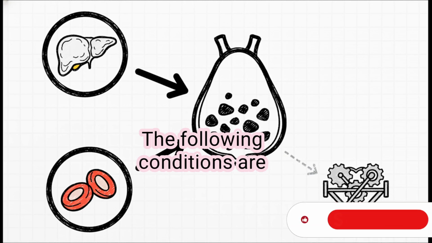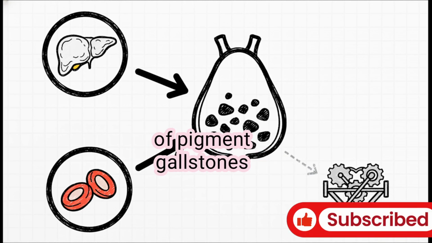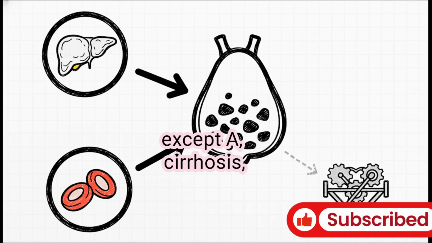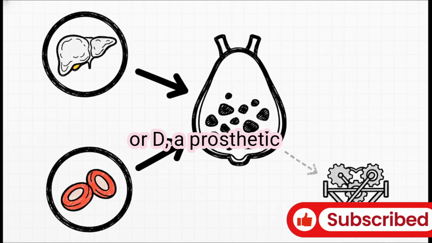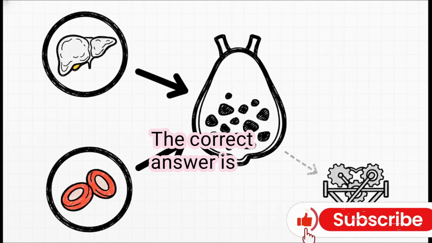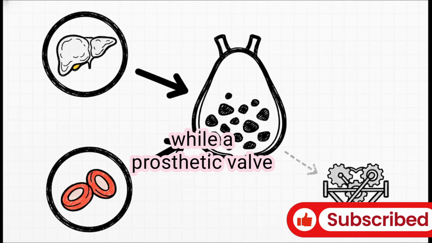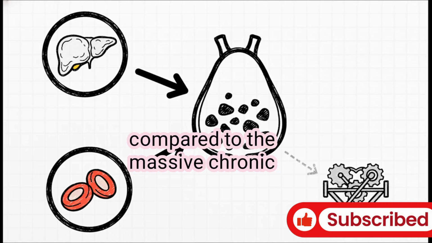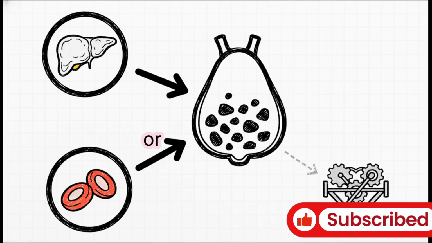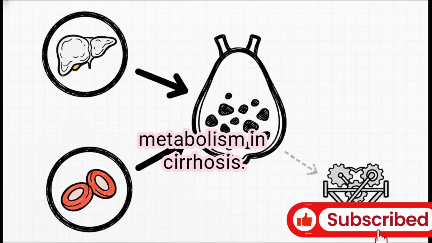The following conditions are associated with a high incidence of pigment gallstones except A. Cirrhosis, B. Ileal disease, C. Thalassemia, or D. A prosthetic heart valve. The correct answer is D. Now, while a prosthetic valve can cause a little bit of hemolysis, it's a much weaker link compared to the massive chronic hemolysis you see in thalassemia or the altered bilirubin metabolism in cirrhosis.